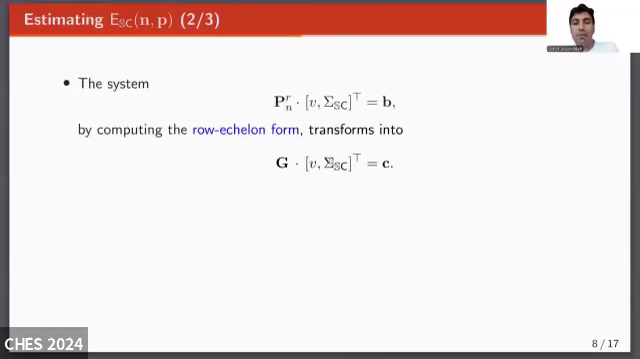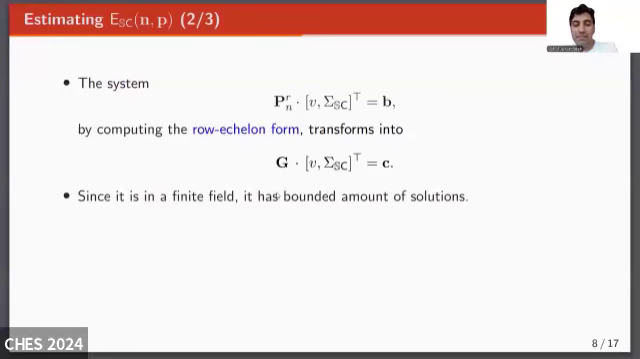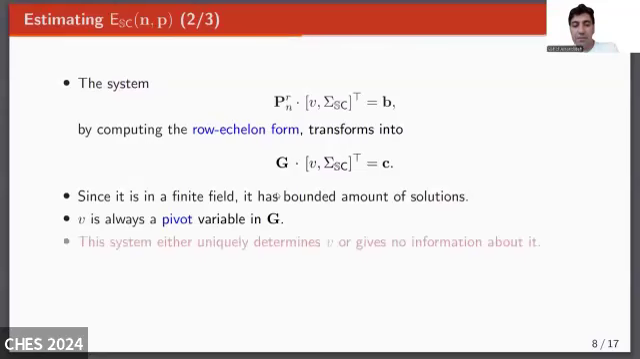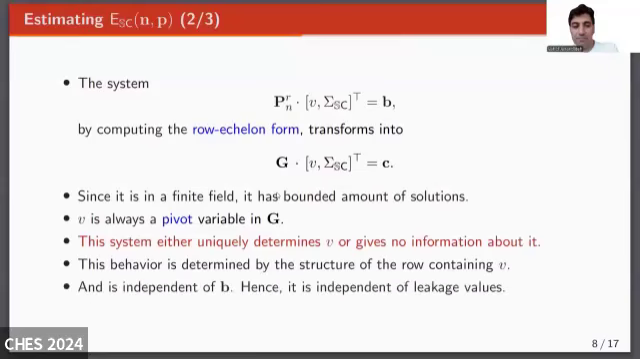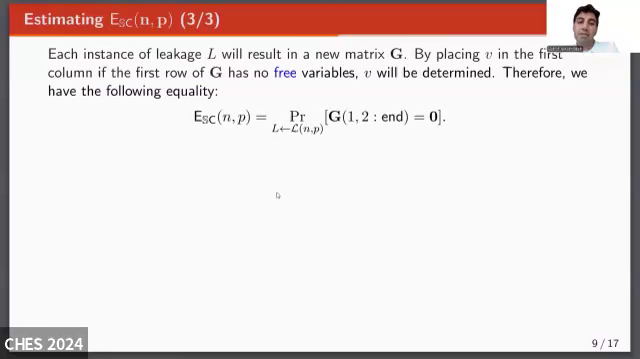So the system can be processed by computing row echelon form, and it transforms to the following system. Since this is in a finite field, it has a bounded number of solutions. For this system, V is a pivot variable, and the system either uniquely determines V or gives no information about it. And the behavior is determined by the structure of the row containing V, and so it is independent of the realization of leakage. This enables us to come up with a method for estimating the value of ESC.